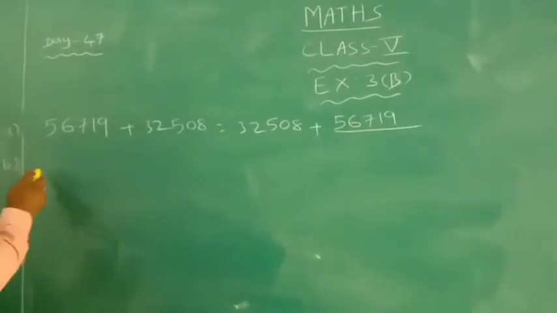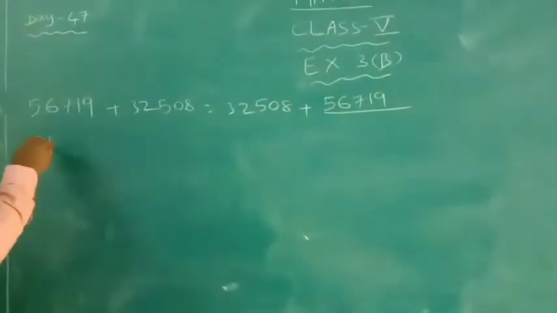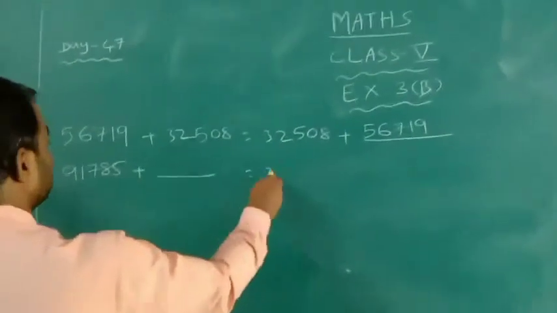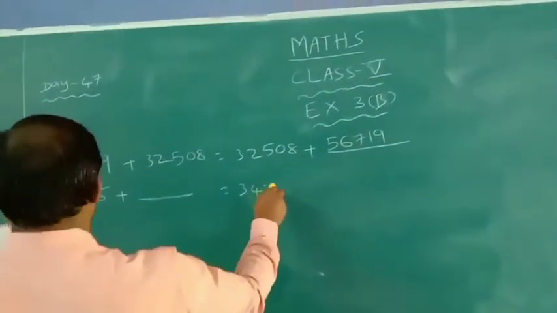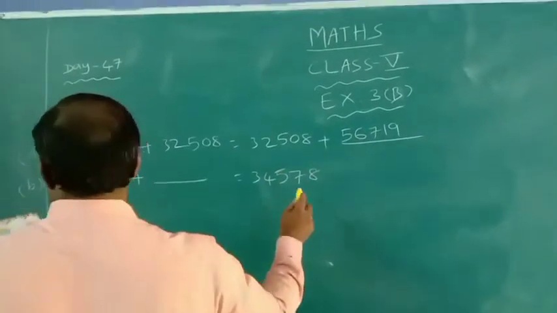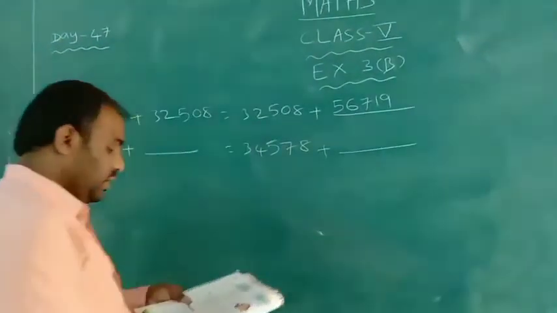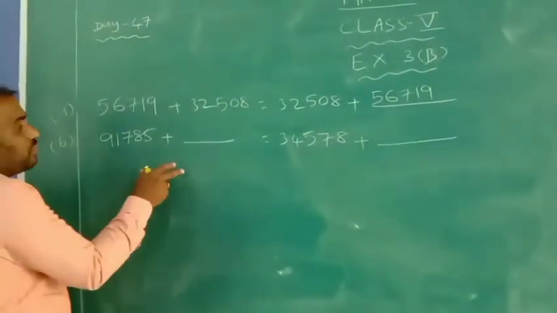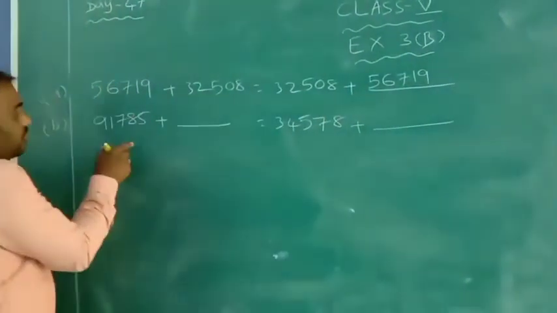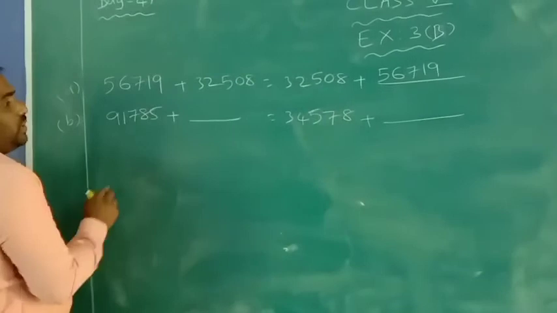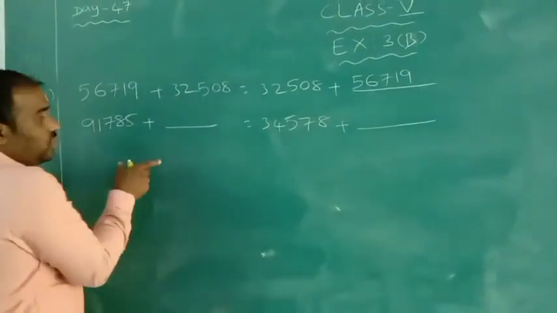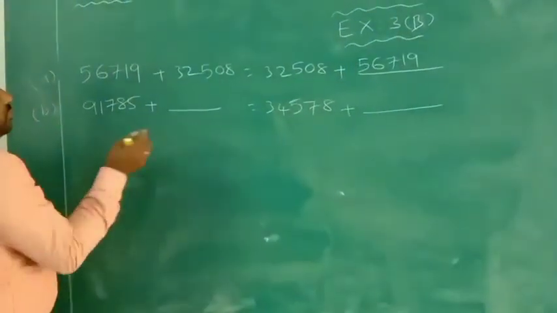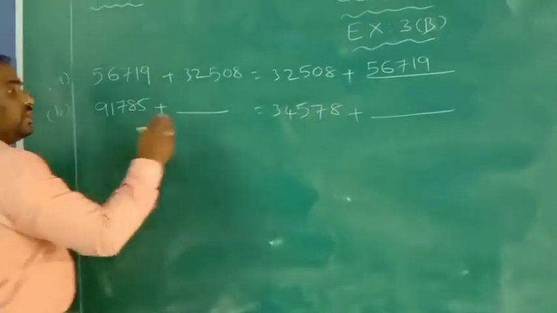Next, B. 91,785 plus dash is equal to 34,578 plus dash. See what is here? What are we getting here? Tell me first. Very simple question. Sum of two numbers is equal to sum of two numbers. Okay. Here the first number is given. Okay now? The second number is not given. Here, sum of two numbers, one number given. Next, on the right side, sum of two numbers, one number given.